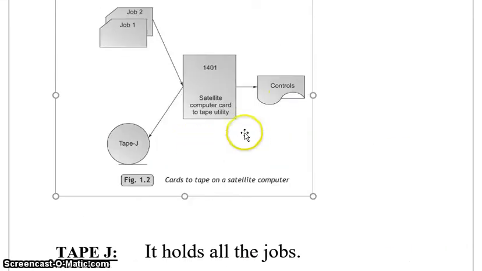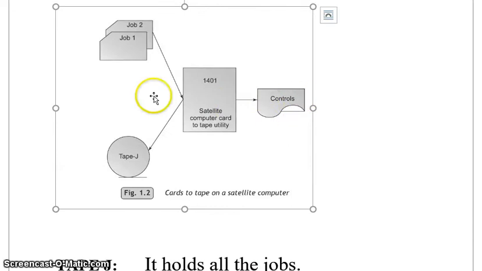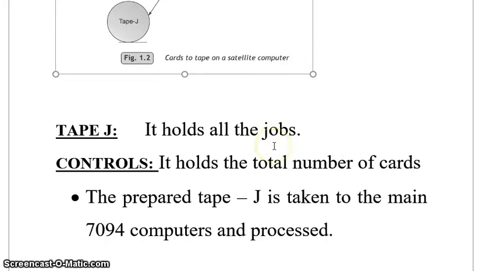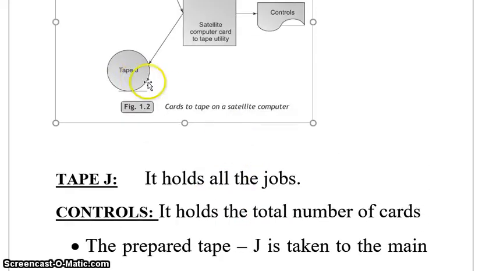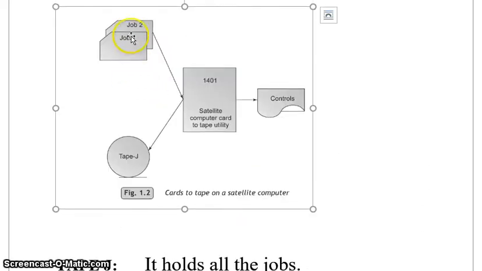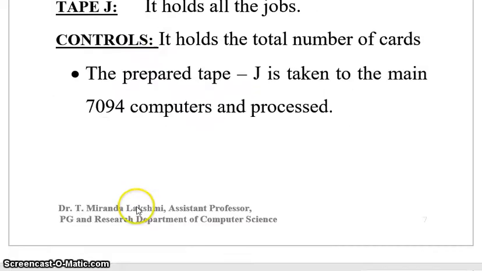Controls: the use of the controls is that the total number of cards which we have received has to match. That is the purpose of the controls. It checks whether the total number of cards has arrived or not. Now this is the prepared tape J. In this tape J we have all the jobs. This tape J is taken for processing.